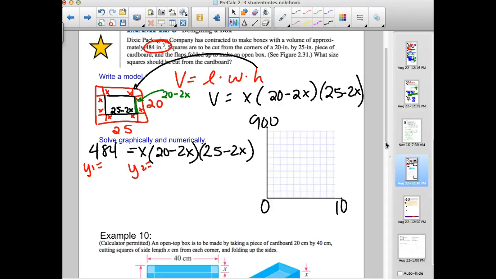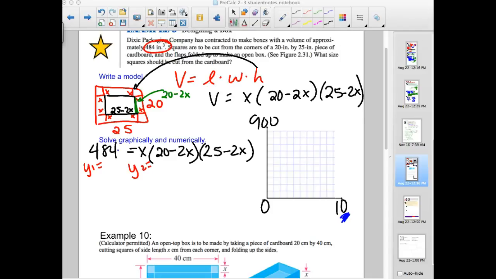So why did I stop at 10? Because the shortest side of my cardboard is 20 inches, and if I took 10 inches off of each side, I'd have nothing left. So the maximum x value that I could use would be 10. And then volume is what we're looking for as our y coordinate. I just set it up at 900 to make sure I can get past this 484 that I'm trying to see. So go ahead and take a minute, type it in your calculator, and set your window to these dimensions, and then let's look at what we've got.